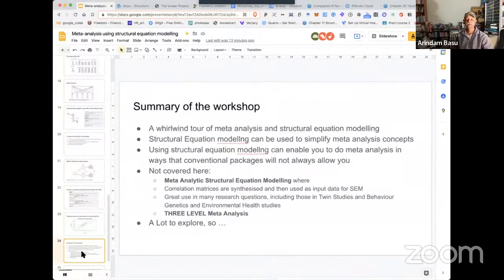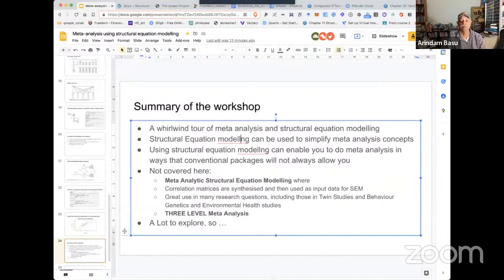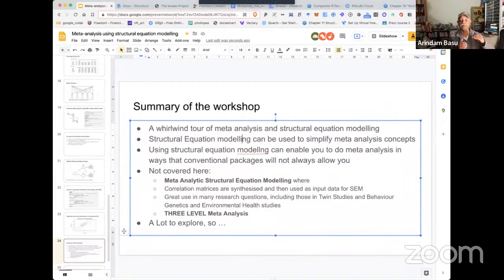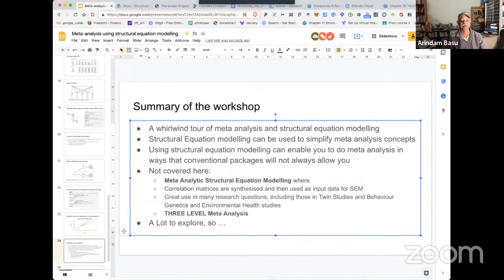Again, it's kind of a whirlwind tour of meta-analysis, and I barely touch structural equation modeling here. Basically, the idea is that structural equation modeling can be used to simplify meta-analysis concepts to some extent. It unifies the concepts of random effects meta-analysis, and it tells you the levels of meta-analysis as 3, 2, 1. Using structural equation modeling will enable you to do meta-analysis in ways that conventional packages will not always let you do. Although if you use metafor, you will be able to do the multi-level modeling pretty similarly, but it gives you a more graphical way of looking at this world.